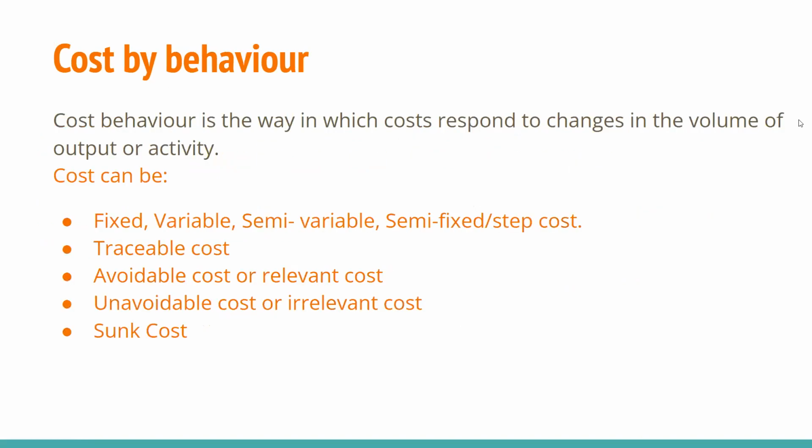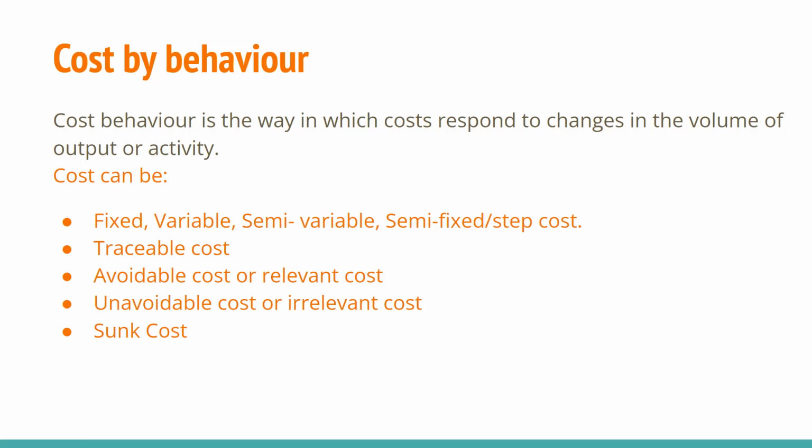Now, cost by behavior. So there we talk about product cost and period cost. And again, as I keep reiterating, different costs could be classified in different ways. So for example, direct materials and direct labor, we could say are prime costs, but they're also product costs. Agree? Yes, sir. Right. That's the point I'm going to make.